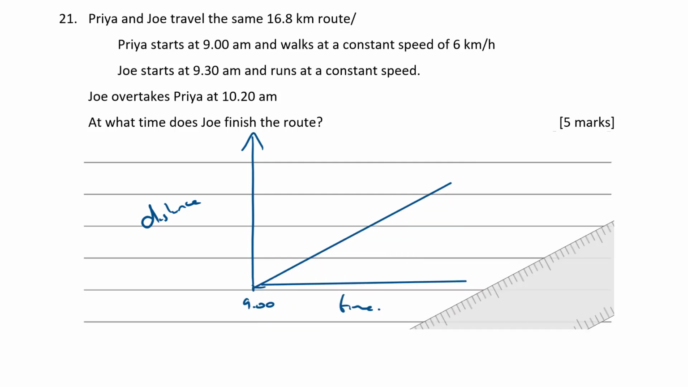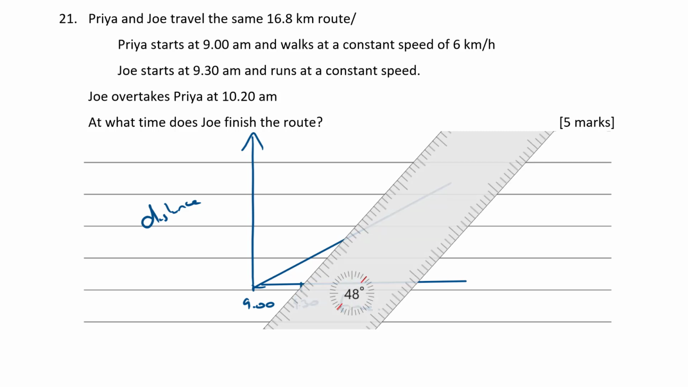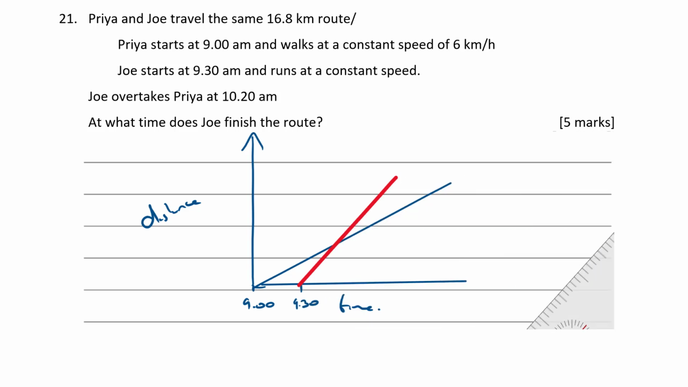And then we've got Joe, who's going to start his journey a little bit later at 9:30. And he's going to be running at a constant speed. So he's going to be going at a faster pace than Priya. And so at some point he's going to overtake her. I suppose, what time does it finish? I know, we're not told his constant speed. We just know when he overtakes her. So we know that time there is 10:20.